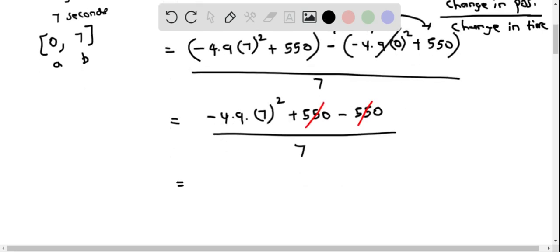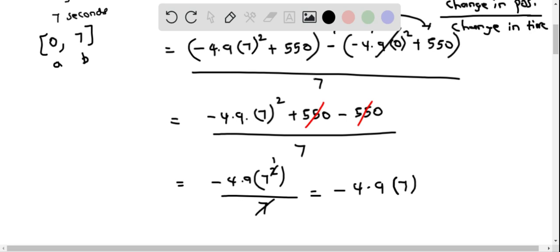Now we can simplify this, that is negative 4.9 times 7 squared divided by 7. In fact, we can simplify this by cancelling the powers. That is, when you subtract the powers, 2 minus 1 is 1, so this becomes 7. So it's basically negative 4.9 times 7. And this equals negative 34.3. And this is the average velocity of the object. You can put this average velocity as meters per second.